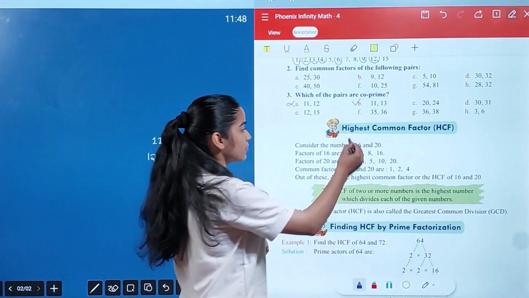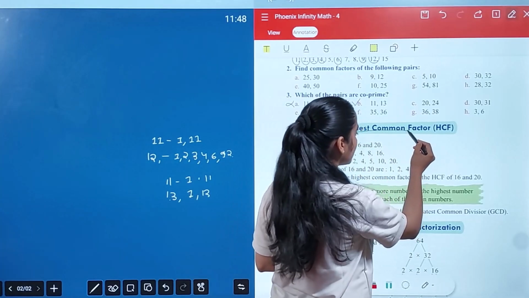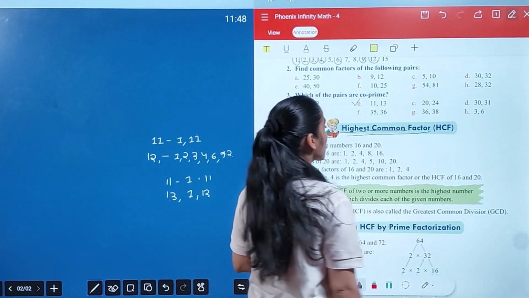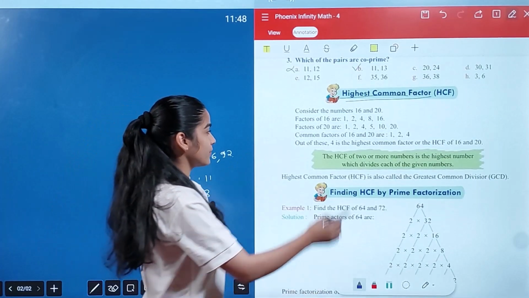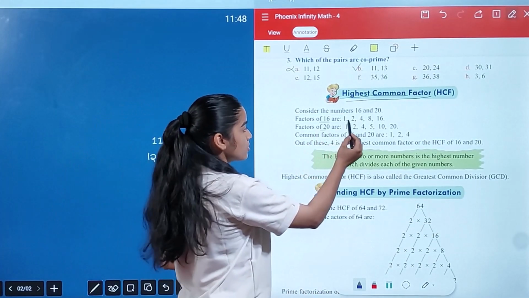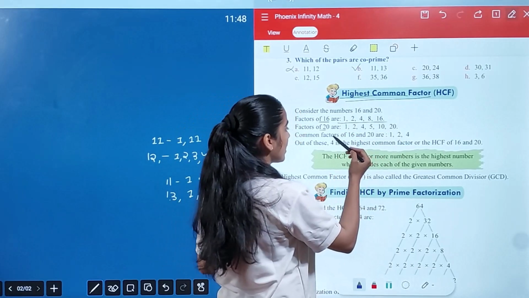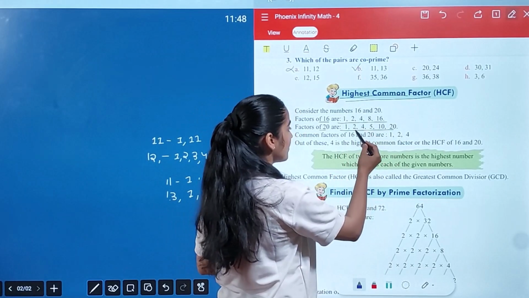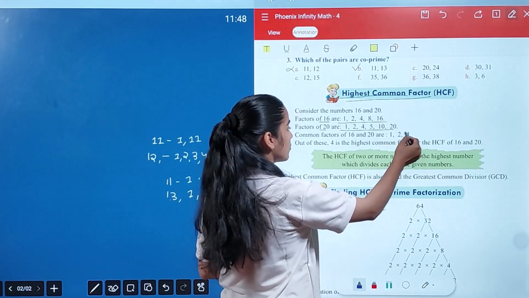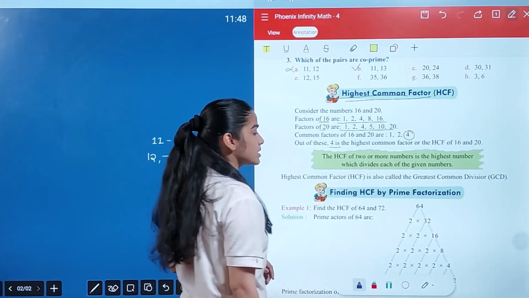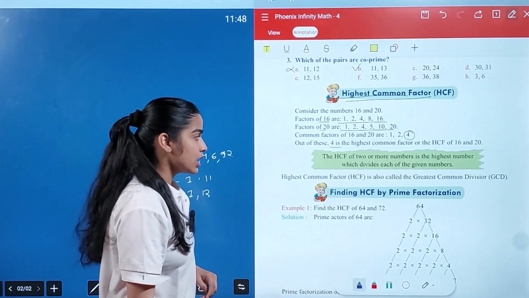After this we have to learn about the highest common factor, which is called HCF. For example, here we have the factors of 16 and 20. What are the common factors among 16 and 20? 1, 2, 4. Which one is the highest? 4 is the highest. It means 4 is the HCF of 16 and 20.